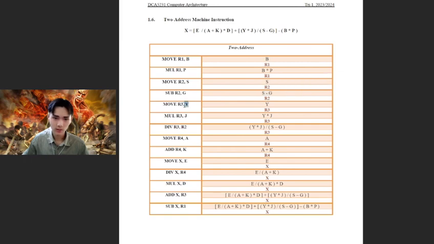Now we'll store Y into the address R3, multiply with J, Y multiplied by J, store in R3, and after that, it will divide R3 with R2. So Y times J divided by S minus G, and will be stored in the R3. Later, it will move A into R4, add A with K, and this is the result.